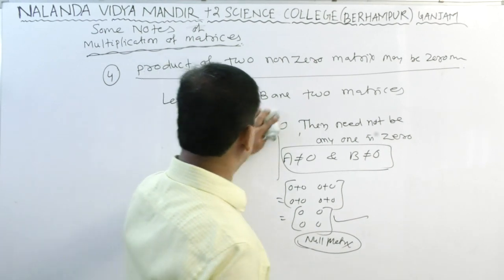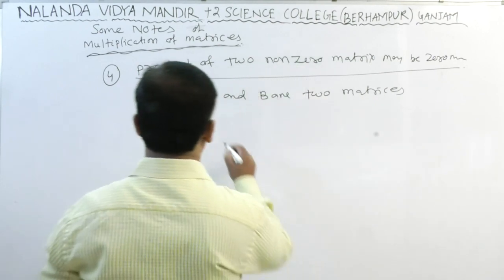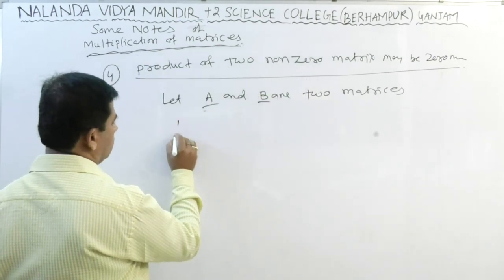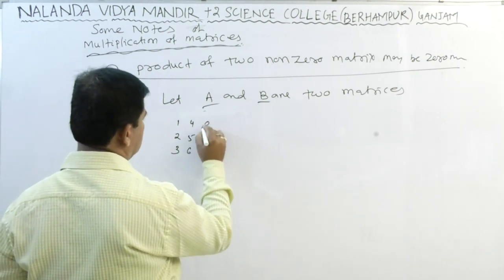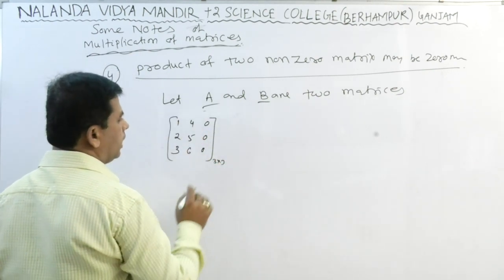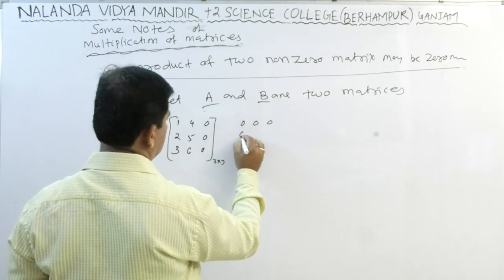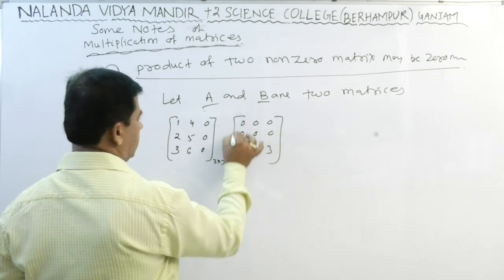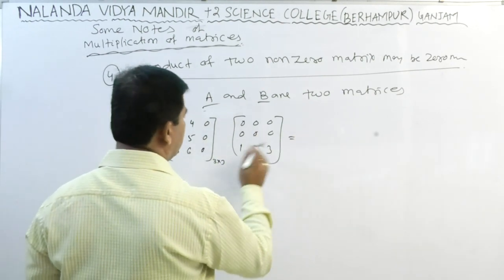This is our 2 cross 2 example, order of 2 cross 2. Now we take matrices of order 3: 1 2 3 4 5 6 0 0 0. This is our order 3 cross 3, and another matrix 0 0 0 0 0 0 1 2 3. Here, when one column is 0 and we multiply, we will get a zero matrix.